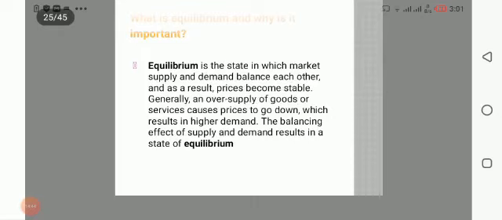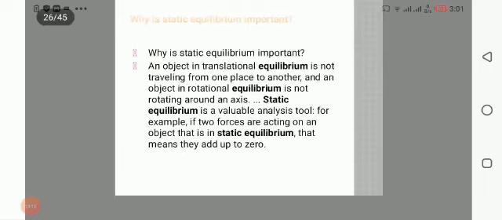What is equilibrium and why is it important? Equilibrium is the state in which market supply and demand balance each other, and as a result, prices become stable. Generally, an oversupply of goods or services causes prices to go down, which results in higher demand. The balancing effect of supply and demand results in a state of equilibrium.